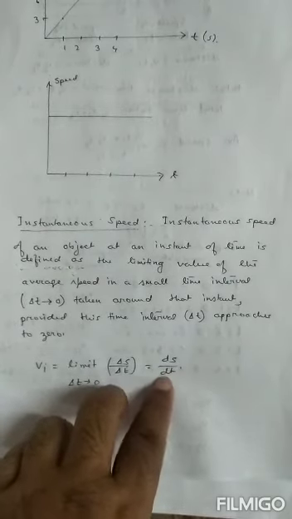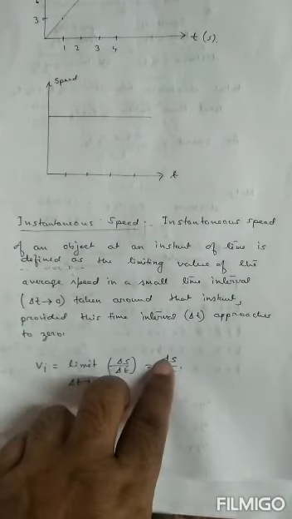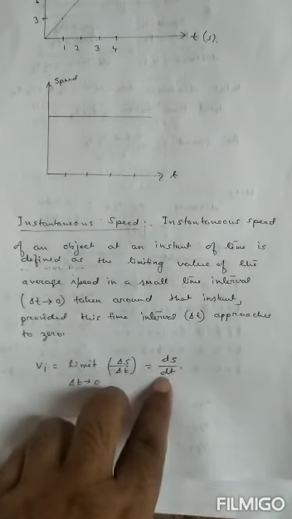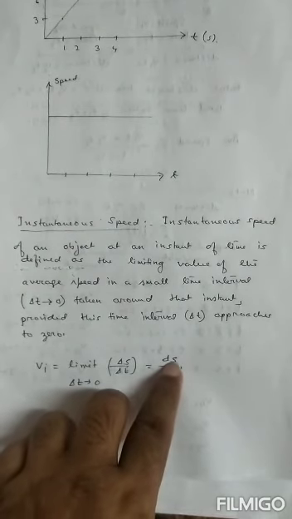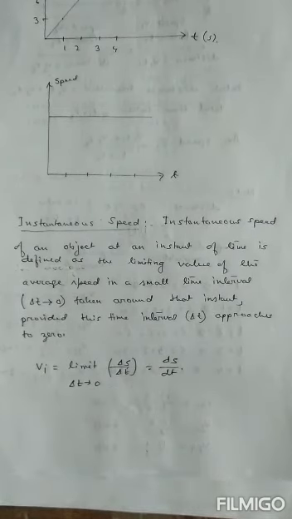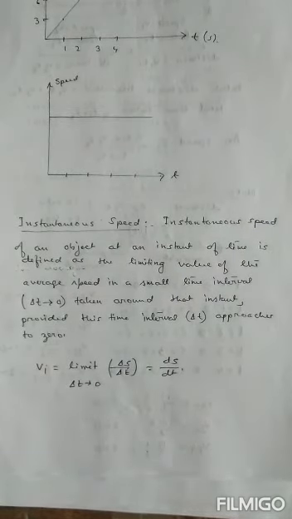This ds by dt is called a differential coefficient. That means when time increases by an amount dt, this is the distance travelled by the body. Okay, with this I stop this lecture.